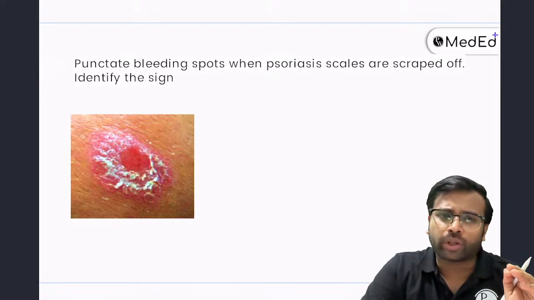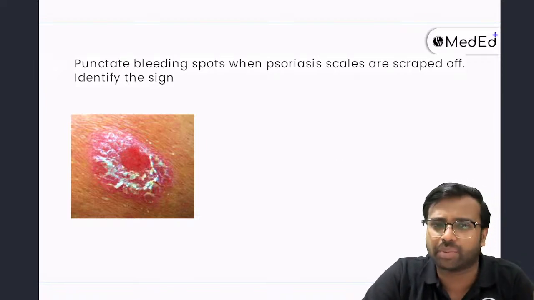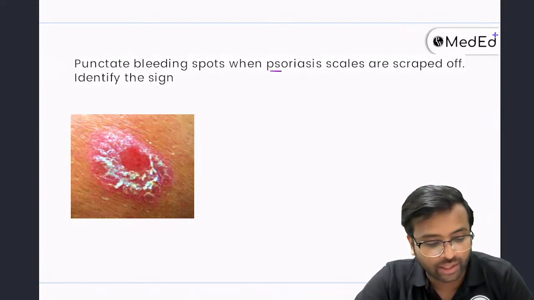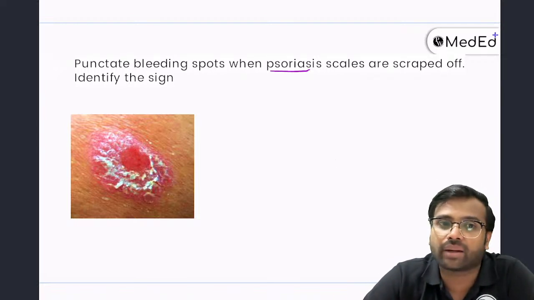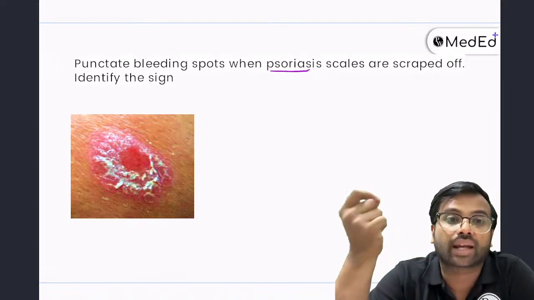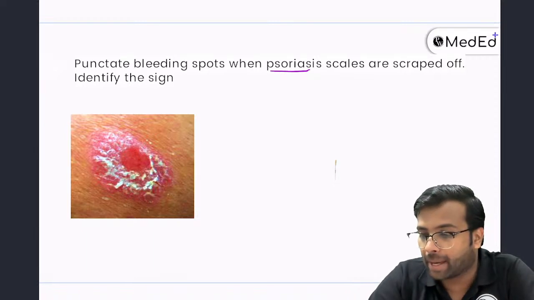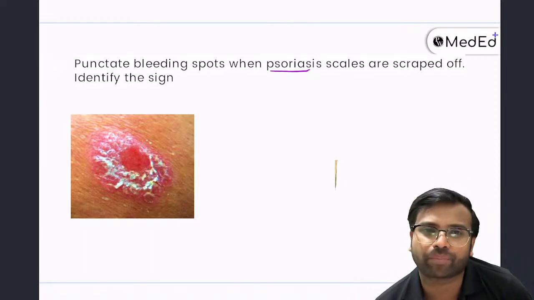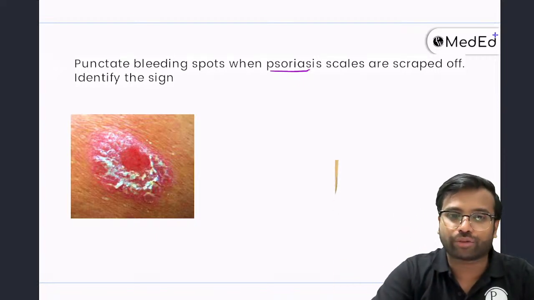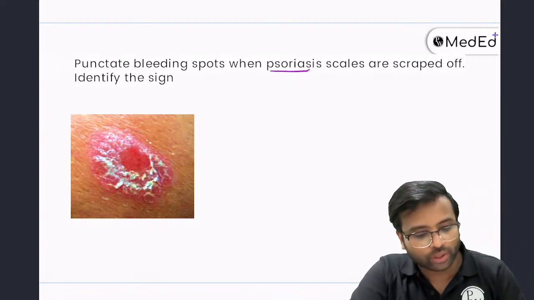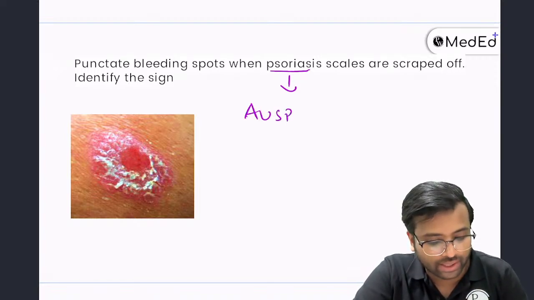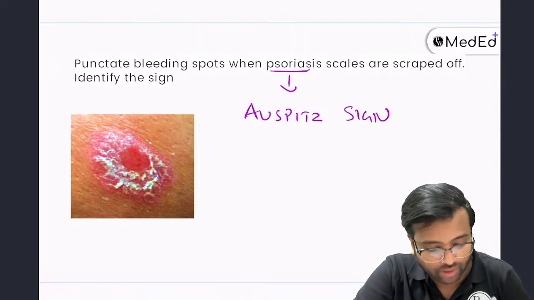This is a very, very important thing for your exam, be it for practicals, be it for viva. This is a very, very important clinical sign, seen in a disease called psoriasis. Now let's read the sign. Punctate bleeding spots when the psoriasis scales are scraped off. Identify the sign. Can anybody identify this sign in the chat box? Because if you have gone to the clinics, if you have learned some theory, this is something you would have definitely done. What you can see in psoriasis, the name of this sign is Auspitz sign. Auspitz sign. Okay.